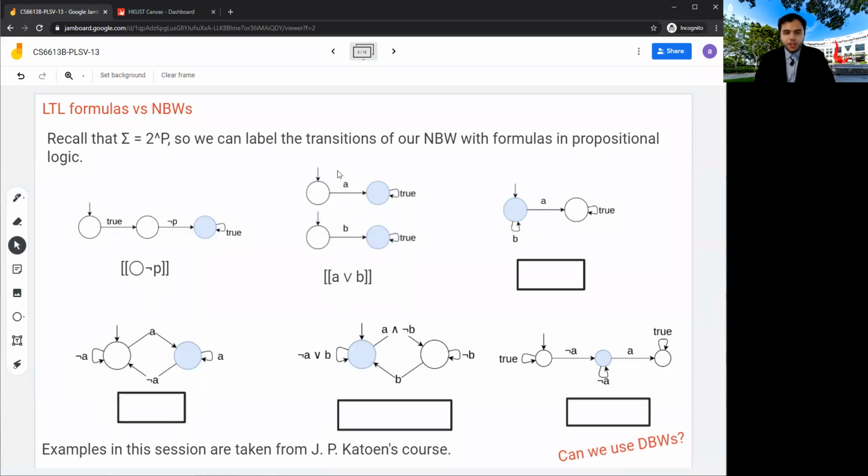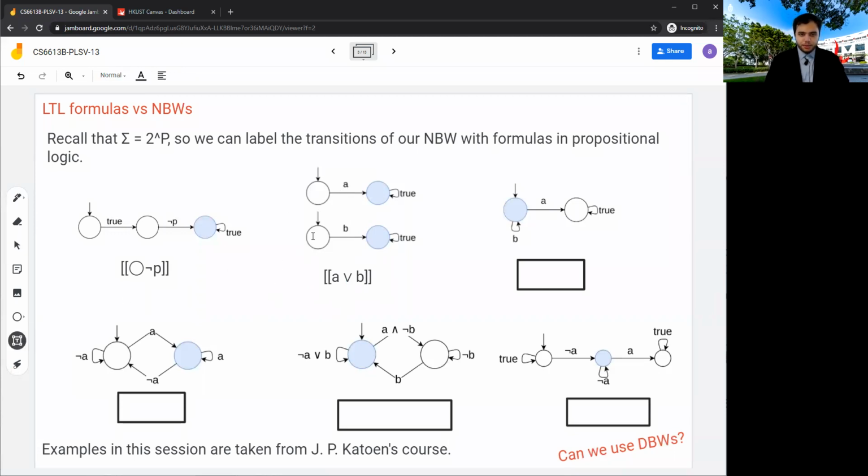Basically, if you look at the top component, it only accepts strings that start with A. And if you look at the bottom component, it only accepts strings that start with B. And it only cares about the first letter in the string. So yeah, this is A or B.